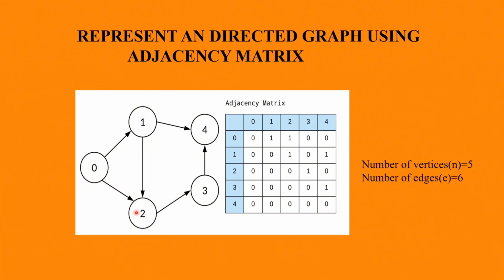Then in the row for 0, 1 is put for 1 and 2, and 0 is put for everything else. In this way, for all vertices, see the direction and fill the adjacency matrix. When we consider this matrix, only 4 can be reached in the row for 3, so it is represented by 1 in that row.